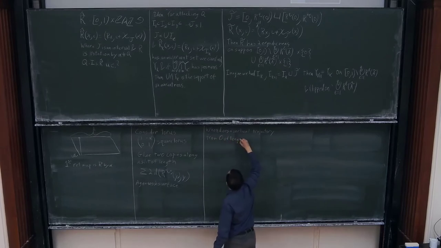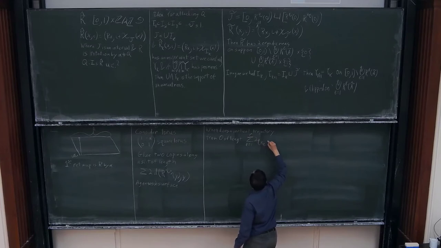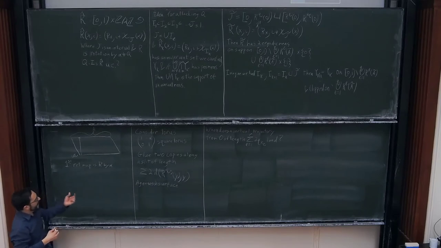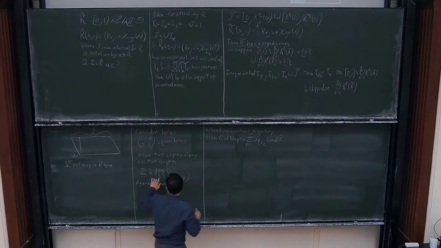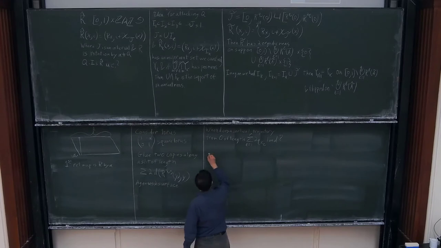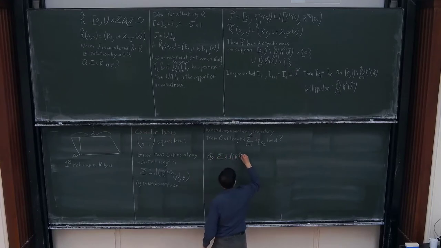Where does a vertical trajectory of length the summation from l equals 1 to k of 2 q, r of 2 q k sub l, land? Okay, so this is just a question. We have a very long vertical trajectory and we're asking ourselves where this lands. And where it lands is it lands exactly at the summation of 2 distance of r q k sub l of 0 comma 0.